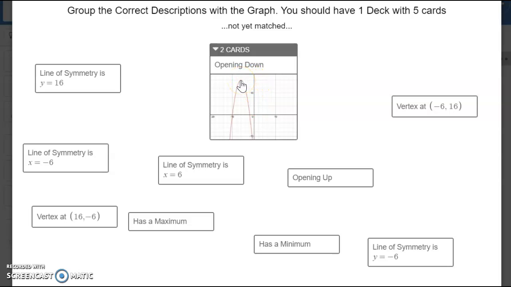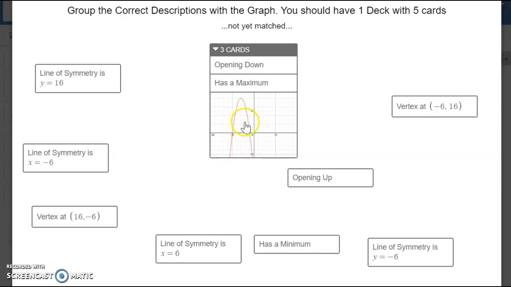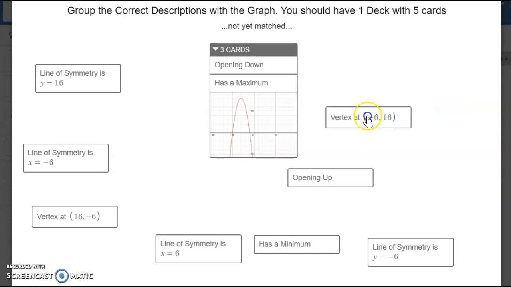That means we're going to have a maximum point. So we're going to have a maximum, not a minimum. And what is the vertex of that? To do that, I can click on the graph and it'll enlarge it for me. Remember, the coordinate is going to be x first and then y. X is -6 and y is +16 because each one is 2 units. So x is -6, comma, y is 16. So I am looking for -6, comma 16. So that's this one.